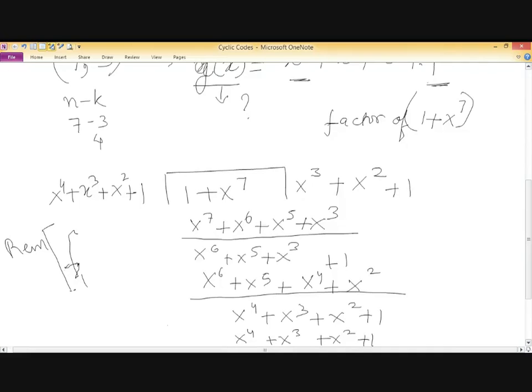So what we have done is check the remainder: if 1 plus x to the power of n divided by g of x has remainder 0, then it is a valid polynomial. Okay, so this was about the last lecture.